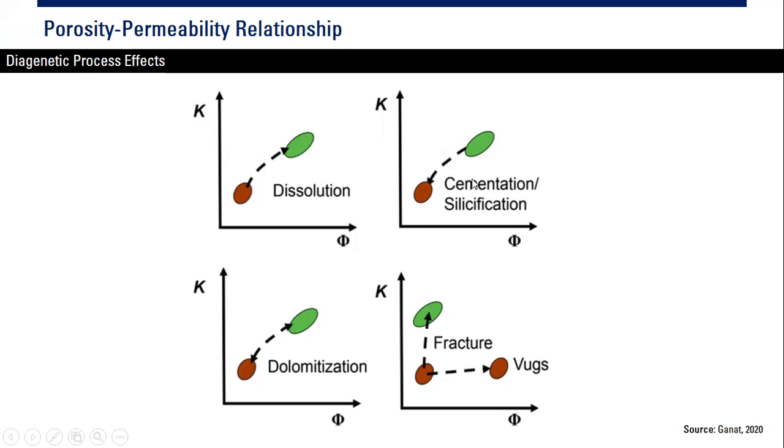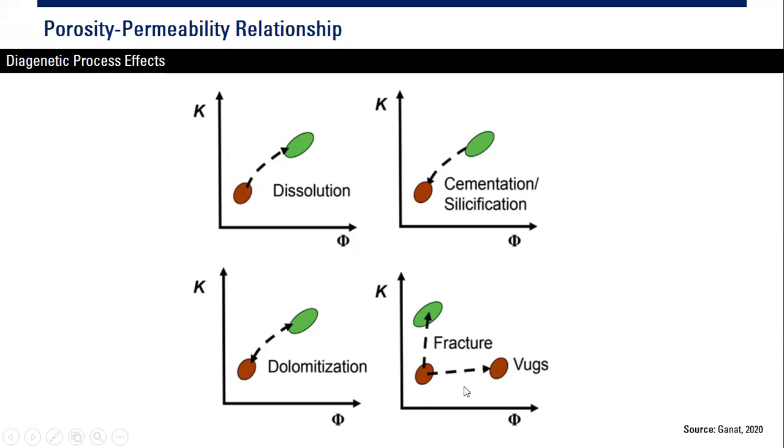But if we have cementation or silicification, it is the other way around. First, you can have high porosity and high permeability, but because of cementation or silicification, the porosity and permeability can be reduced by this diagenetic process. For dolomitization, it can go both ways: both the permeability and the porosity can be increased and can also be decreased.